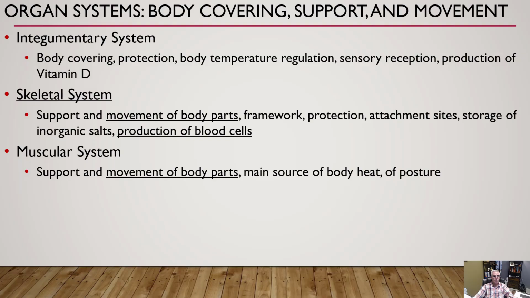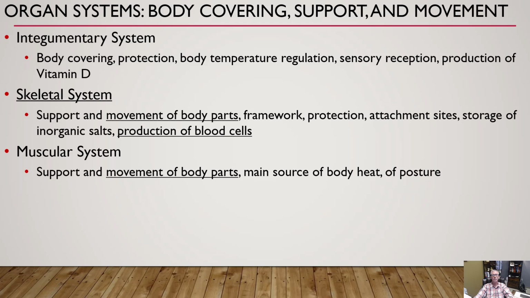All right, so just some organ systems that we're going to be covering. We'll cover the integumentary system this semester. Integumentary system, that's our skin, hair, nails. It's our body covering. It does a lot with protection, body temperature regulation, production of vitamin D. You go outside, we need some sort of vitamin D. 25% of our vitamin D comes from sunlight.